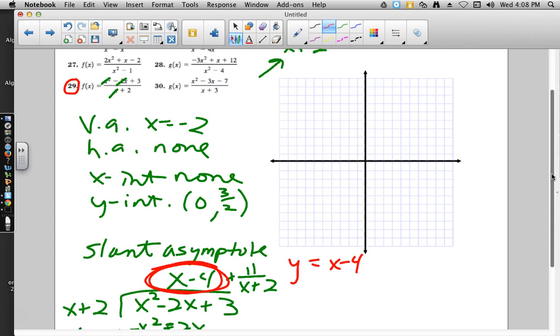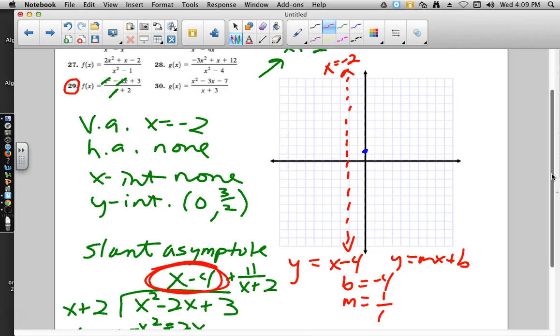So we've got a vertical asymptote at x equals negative 2. We don't have a horizontal asymptote. We don't get an x-intercept. We do have a y-intercept at 0, 1 and a half. And we do have a slant asymptote of y equals x minus 4. Now remember, this is y equals mx plus b. So b is negative 4, and our slope is going to be just 1 over 1. So we're going down to negative 4, 0, negative 4. And then we're going to go up 1 and over 1. And that will give us our slant asymptote.